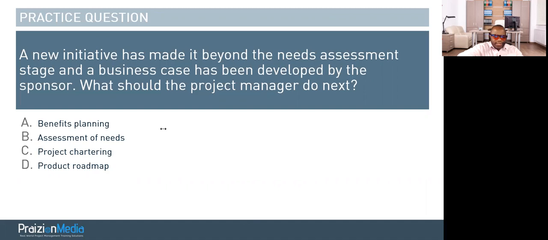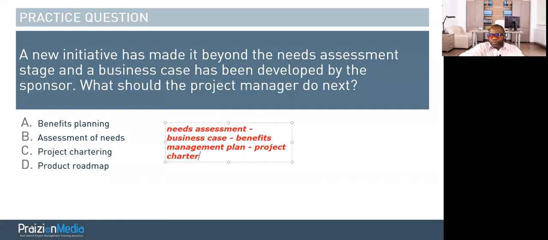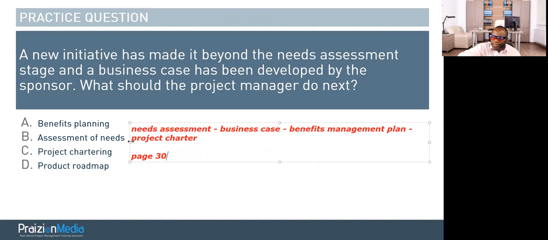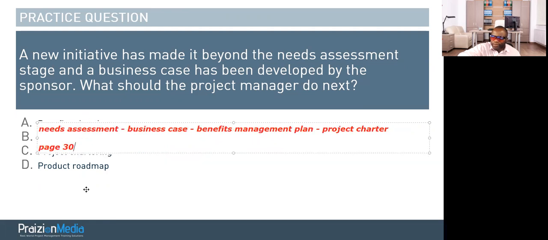The sequence of events is like this: needs assessment, and then the business case, and then the benefits management plan first, and then the project charter. This is all on page 30 of the PMBOK guide. This is just the very basics of project management, what happens before your project charter is completed.